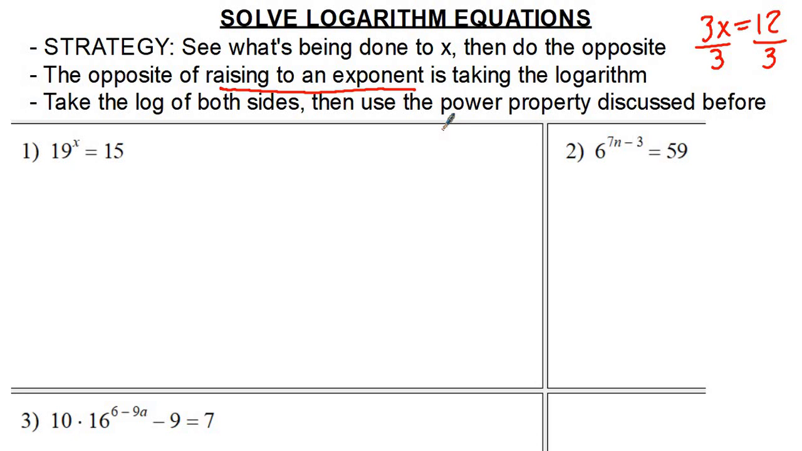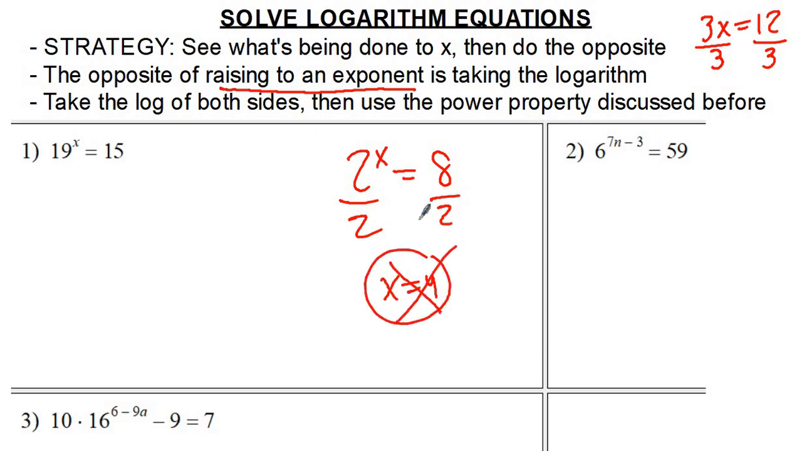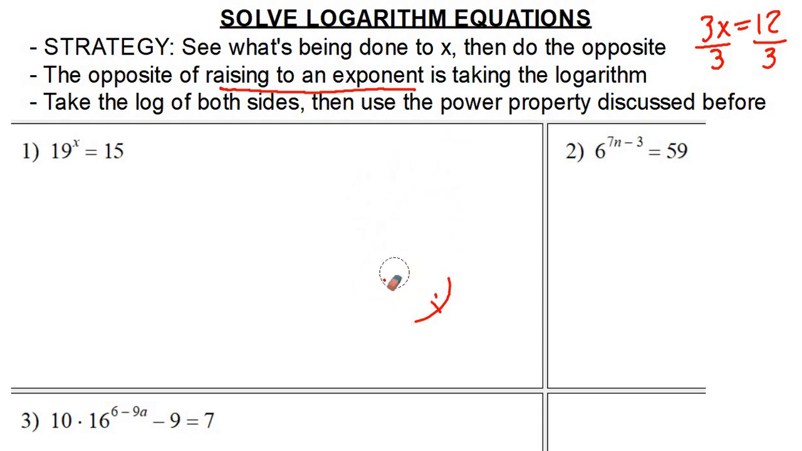So in all three of these examples, we're raising something to a power, and the opposite of that is taking the log. So I'm going to show you the wrong way that most people do this. Suppose I wanted to solve this equation. A lot of people would say, oh well, 2 to the x, that means I'm going to divide by 2, and 8 divided by 2 is 4. And that's wrong, because if you put 4 in here, 2 to the 4th does not equal 8. 2 to the 4th equals 16. So clearly we can't divide. Dividing is not the opposite of raising to a power. It's the opposite of multiplying. And we're not multiplying here, we're raising to powers.